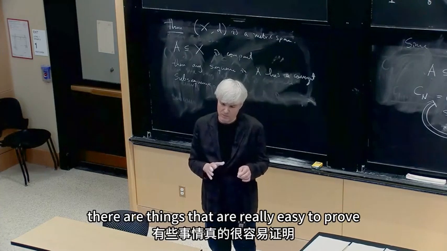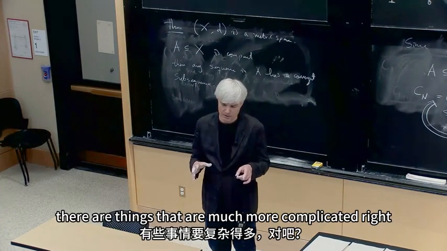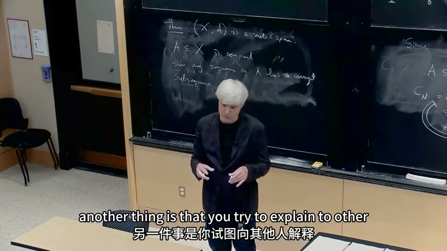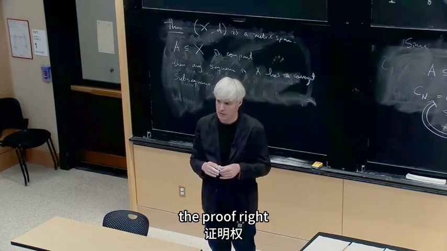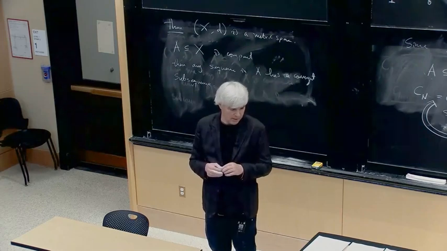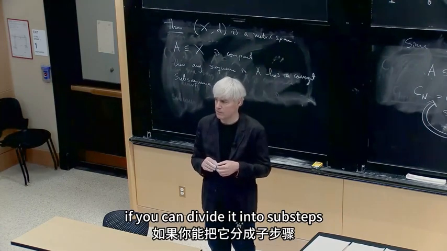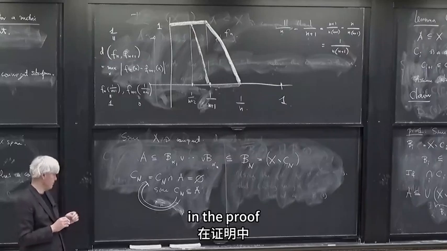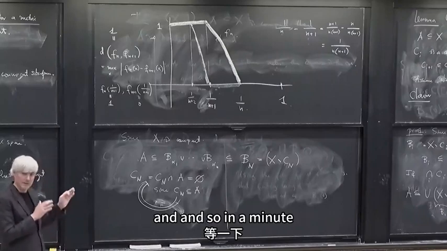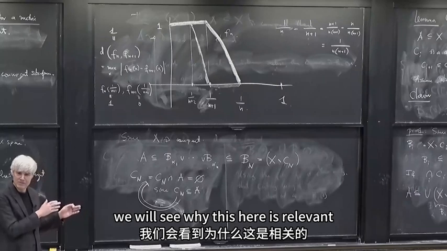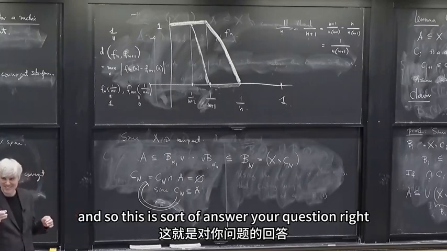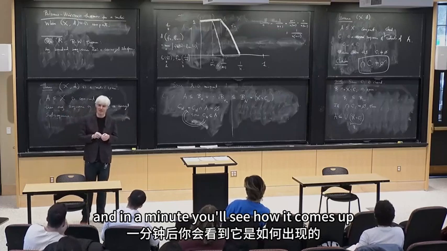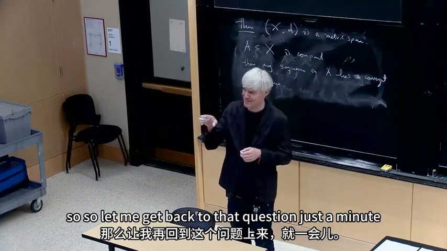there are things that are really easy to prove, but then there are things that are much more complicated. One thing is that you try to prove it; another thing is that you try to explain the proof to others. In either case, it helps if you can divide it into substeps. And so this here is a substep in the proof. In a minute, we will see why this here is relevant, and that sort of answers your question, how does this come up. Let me get back to that question in just a minute.